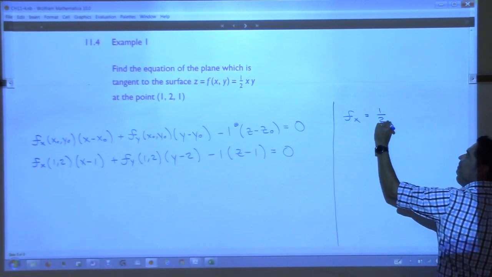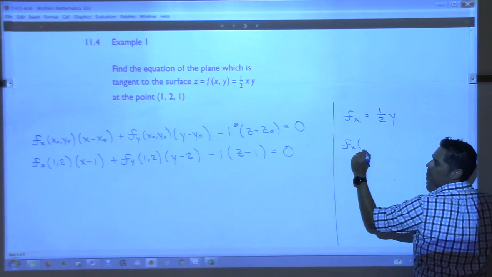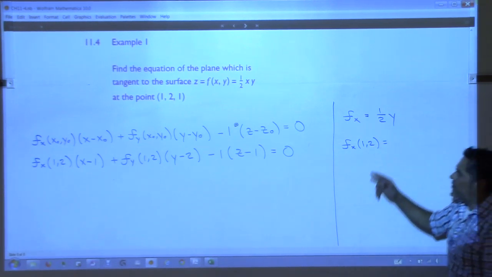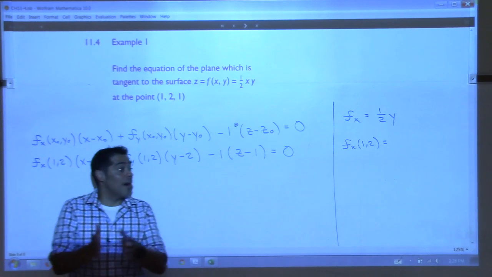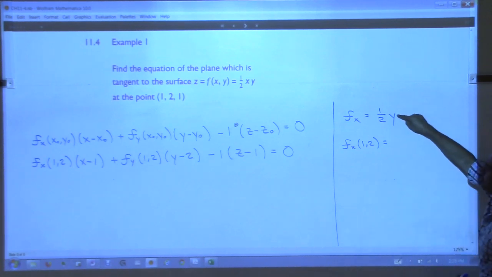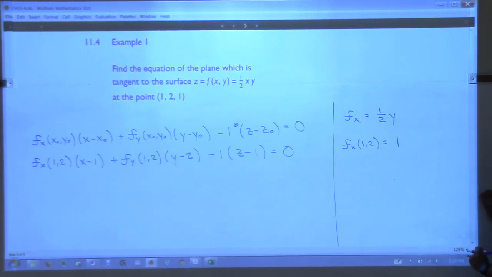Half y, right? Okay, so tell me what that is at the point 1, 2 then. So you're kind of pointing in that direction. You're saying, okay, what's my slope? But I need to know where I am, right? So I'm at the point 1, 2. So that means all I'm going to do is plug 2 in here for y. So that's 1. With me?